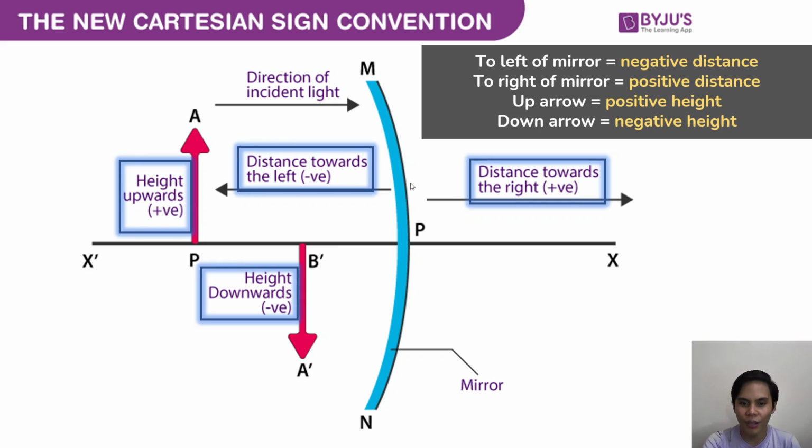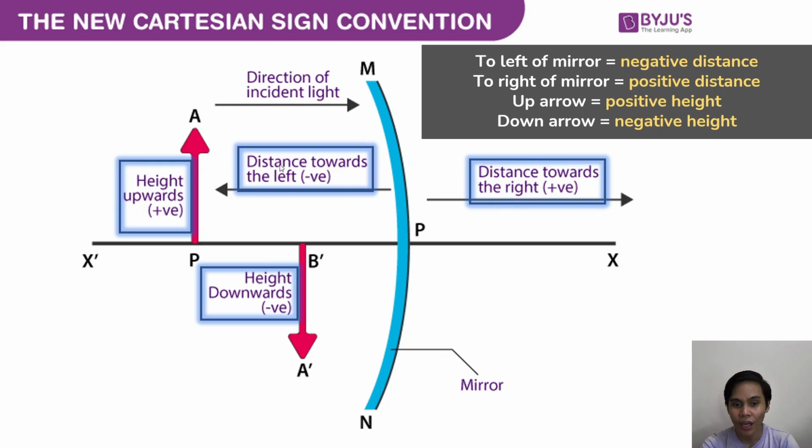Basically, if your mirror is in the center, to the left is negative, to the right is positive. Your arrow pointing up is positive, and your arrow pointing down is negative. It's very intuitive as long as you think of the mirror as the center. Sometimes your mirror will be placed to the extreme right of the ray diagram. Just think of the mirror as the new center. Again, left of the mirror is negative distance, right of the mirror is positive distance, up arrow is positive height, and down arrow is negative height.